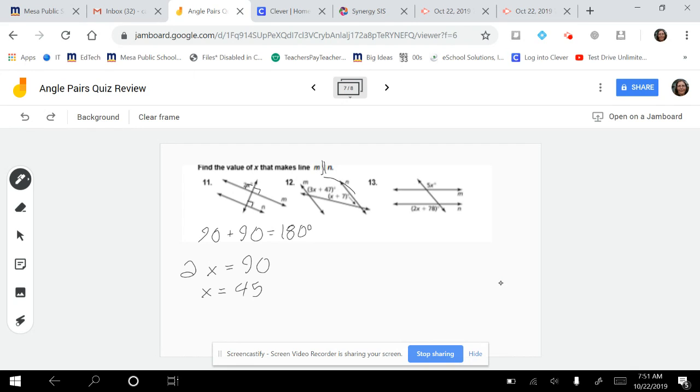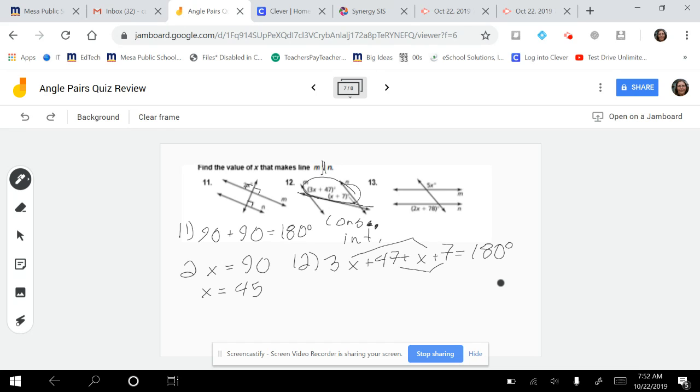Okay, these ones are going to be consecutive interior. They're on the same side inside. So those ones we set equal to 180. Okay, so we're going to combine like terms. So I'm going to add the x's and I'm going to add the numbers.